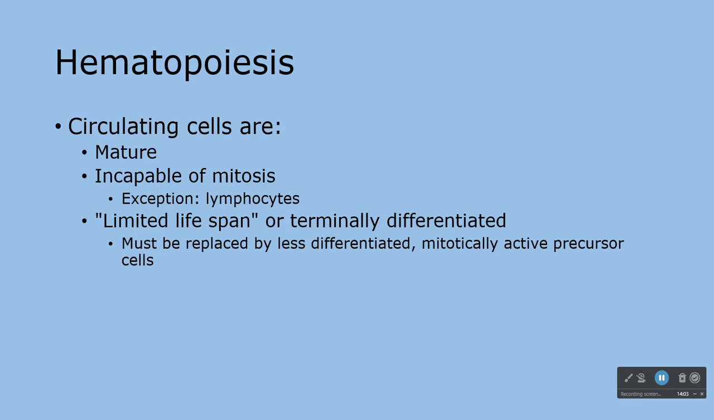Okay. All right, so circulating cells are, all right, now when we talk about circulating, anytime you see the word circulating, we're talking about what? Peripheral blood. That's exactly right. Okay? We don't circulate in the bone marrow.